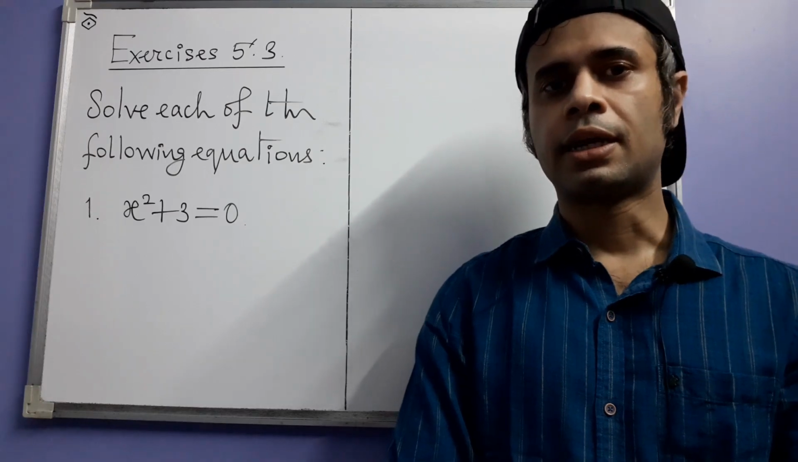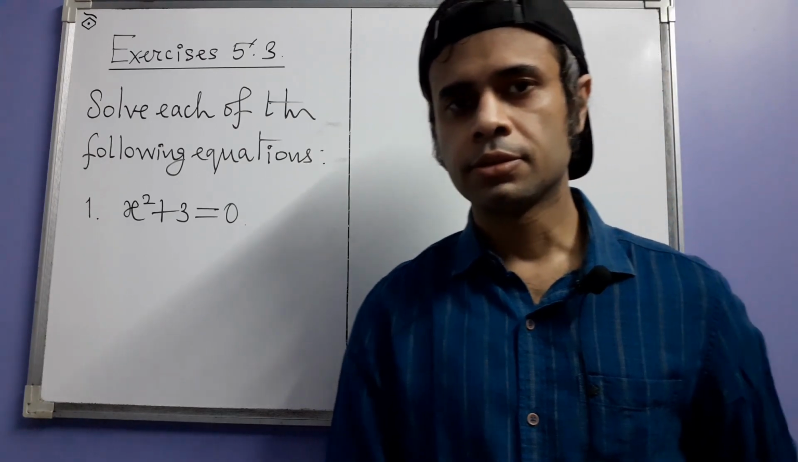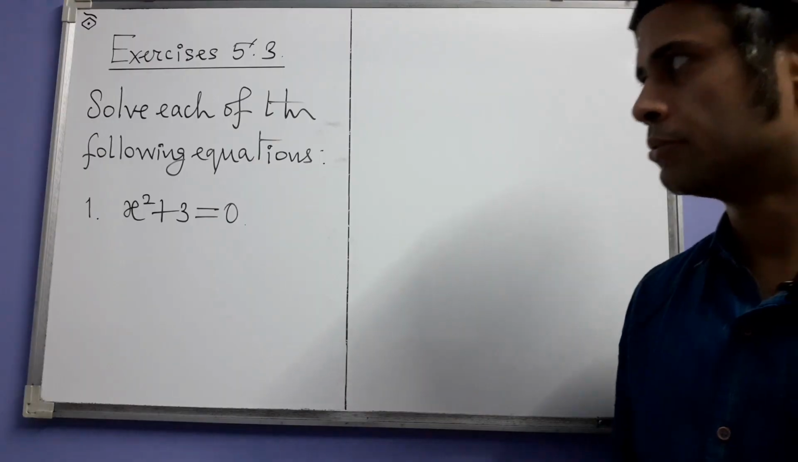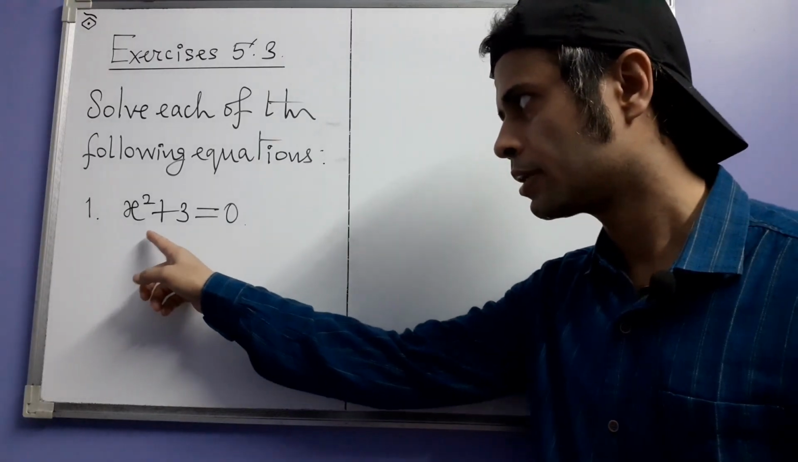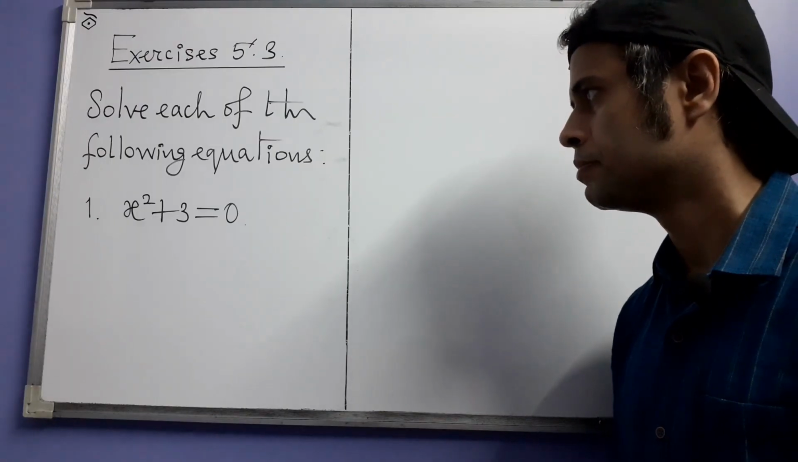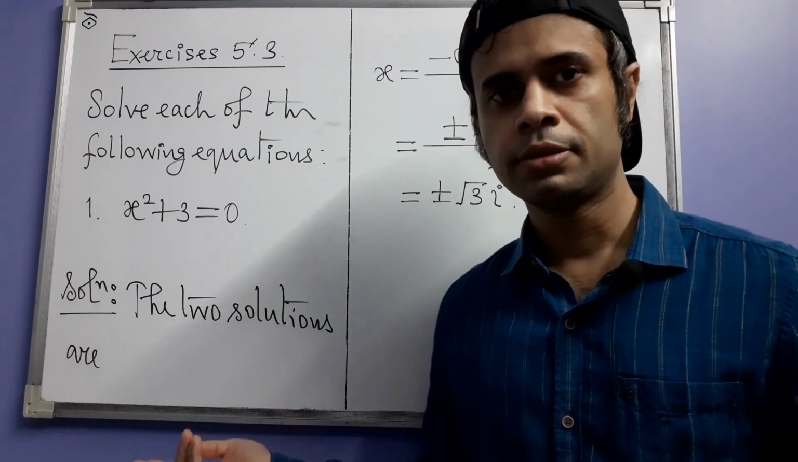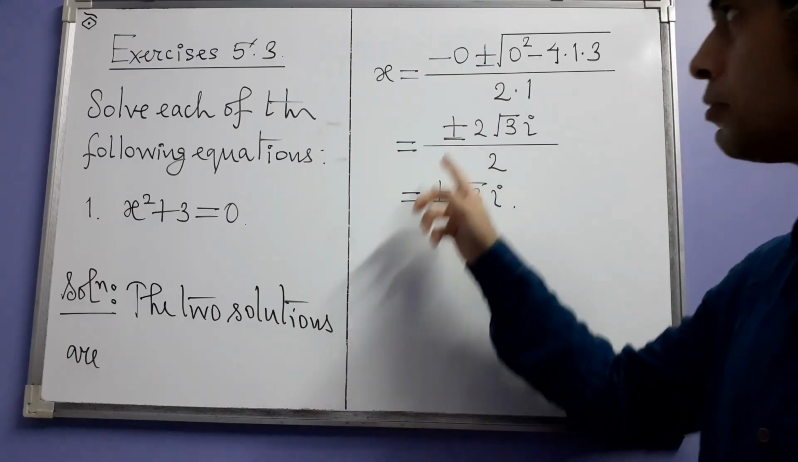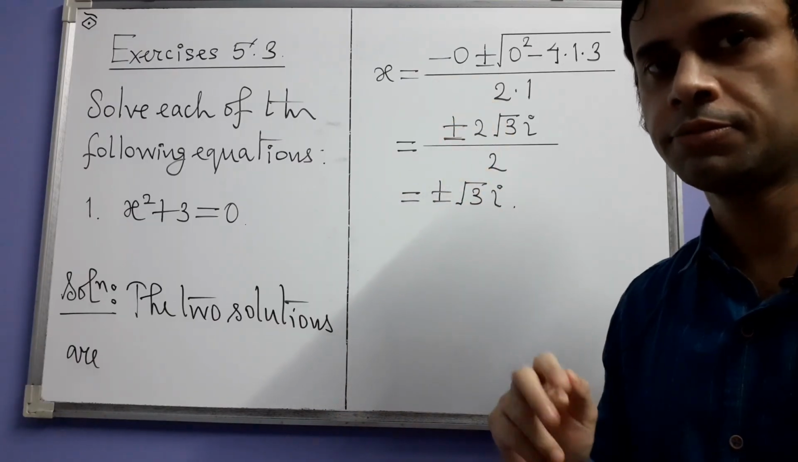So let us next start exercises 5.3. We are going to solve a few quadratic equations, and the first one is x square plus 3 equal to 0. So let's see the solution. In the solution, we straight away write the formula for the two solutions, which we already know.